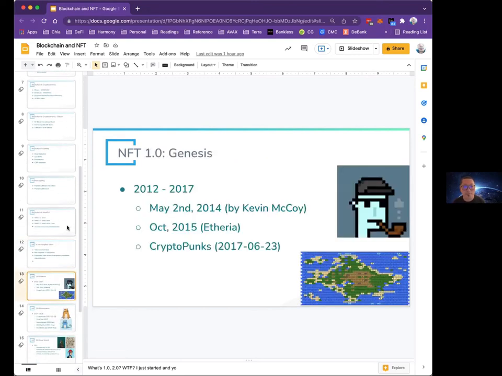When we talk about the NFT, I'll give a little bit of history. NFT actually started a long time ago, even before Ethereum started. So around 2012, that was a very early period of NFT. As I mentioned, a non-fungible token can be issued on Bitcoin as well.